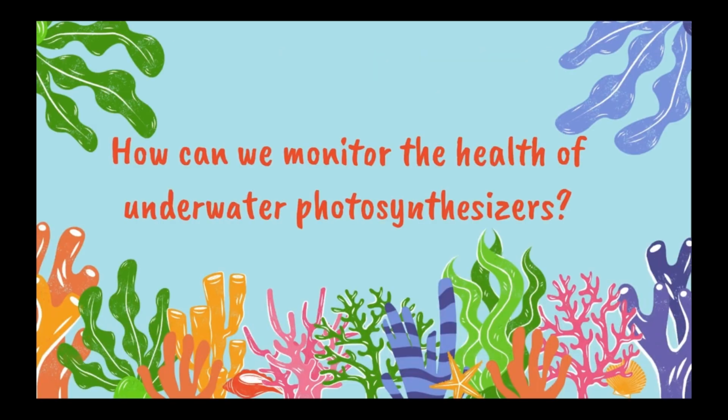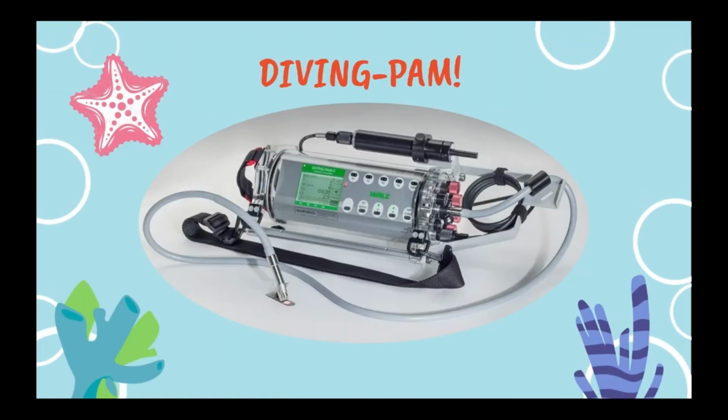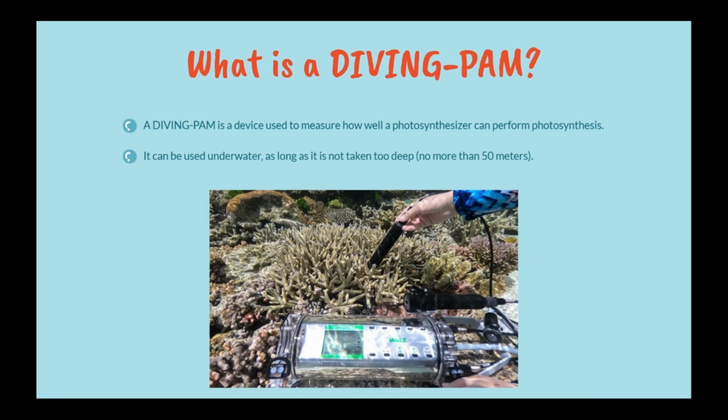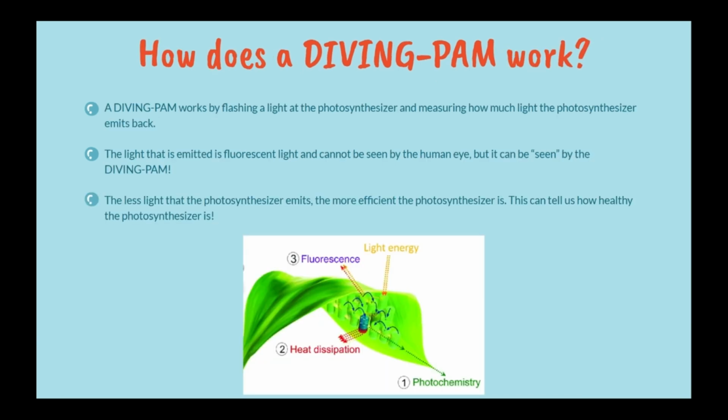Now that we see how important it is for photosynthesizers to be healthy, how can we monitor the health of underwater photosynthesizers? We can use a diving PAM. A diving PAM is a device used to measure how well a photosynthesizer can perform photosynthesis. It can be used underwater as long as it's not taken any deeper than 50 meters, or about 164 feet.